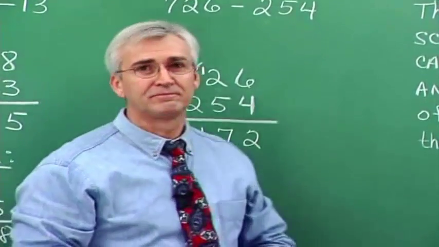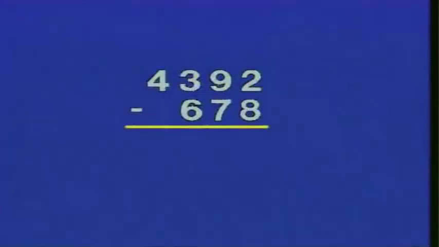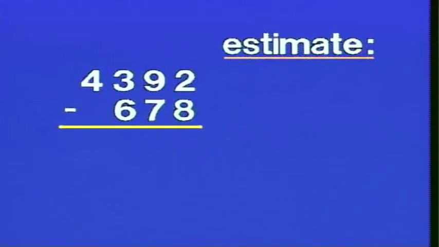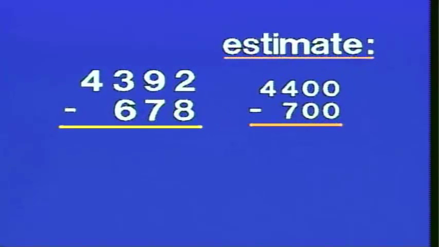Here's another problem. Let's run through the process of subtraction in this problem. We might begin by estimating a reasonable answer, and we'll do that by rounding the numbers that are involved here. And notice we're subtracting 678, so we might round both numbers to the nearest 100. 4,392 to the nearest 100 would be 4,400. 678 to the nearest 100 would be 700. Now we wish to subtract.